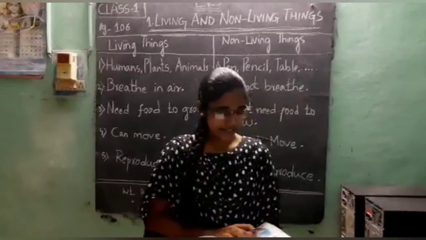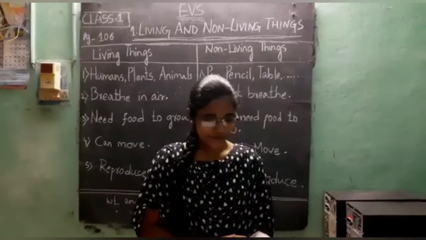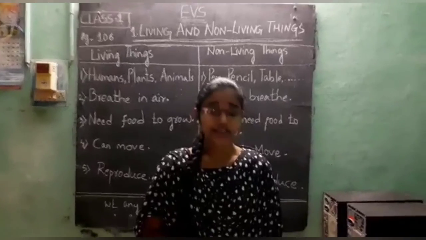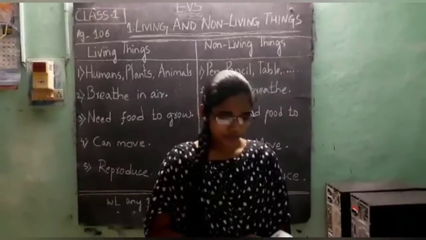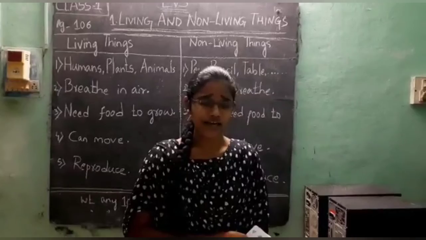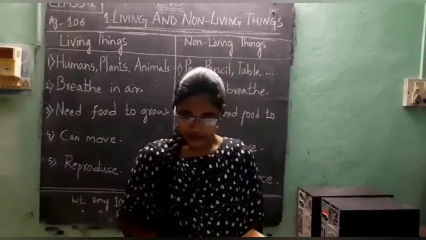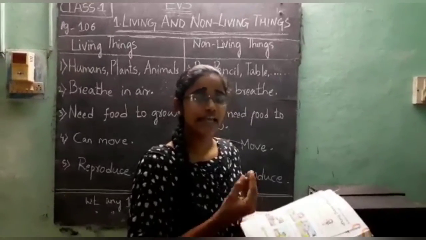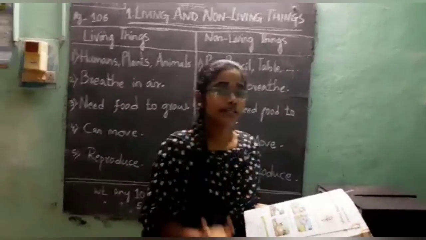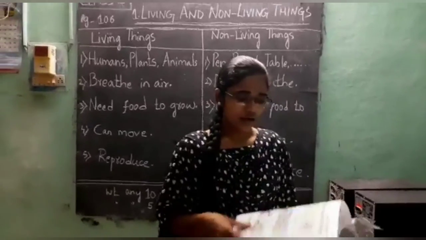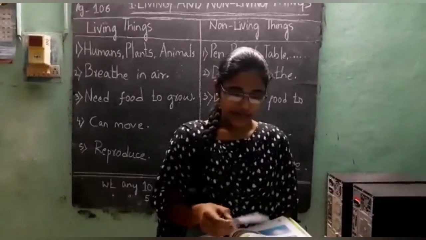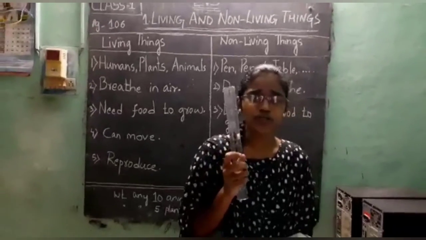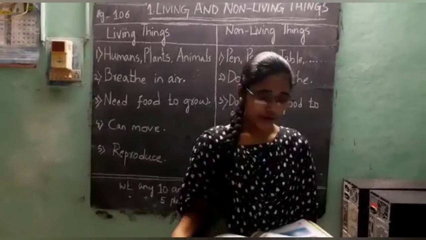Now let's see the next point. All living things reproduce, whereas non-living things do not. In the last class we saw a bird laying eggs, right? These birds lay eggs which turn into birds. Now let's take an example of a scale. Can the scale reproduce? No.